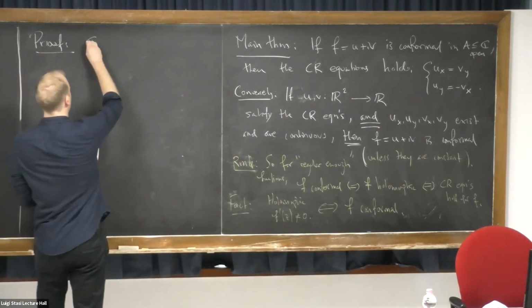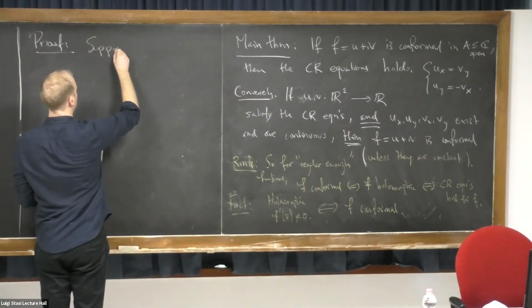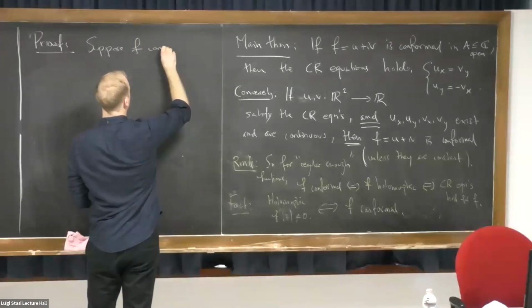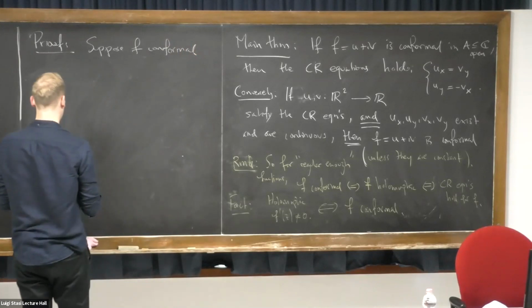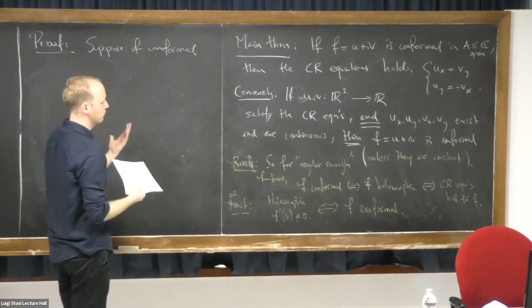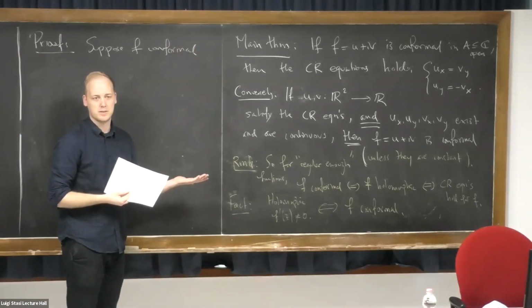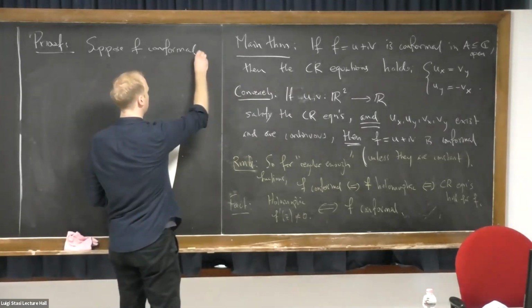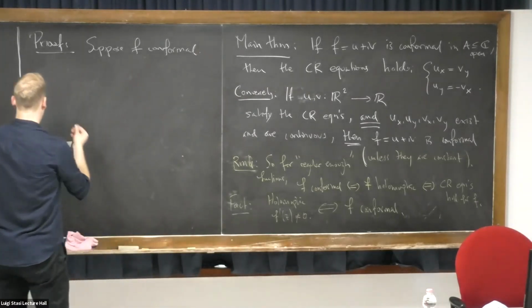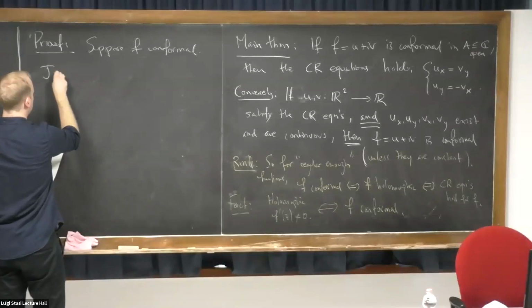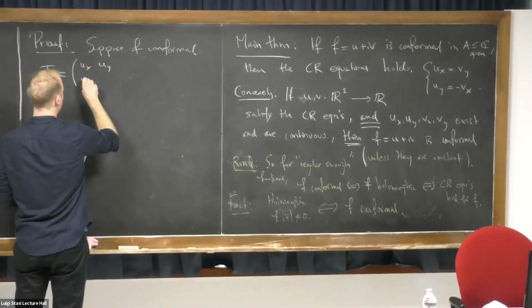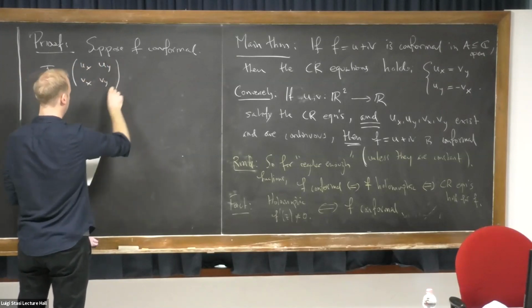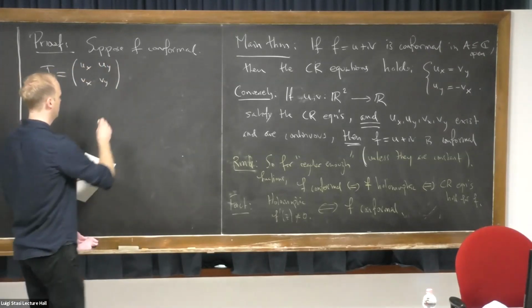So first, suppose that F is conformal. And what we want to do is show that the Cauchy-Riemann equations are satisfied. Okay. So then, by definition of conformality, it's in particular differentiable, so I am allowed to write down this matrix.